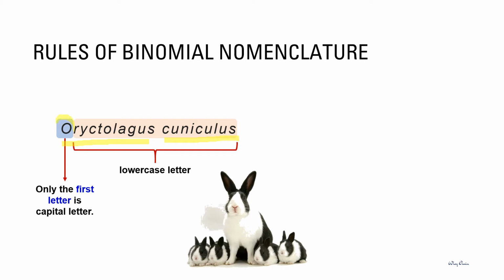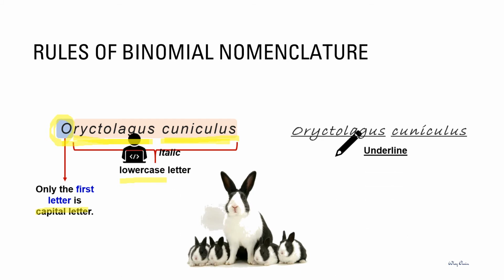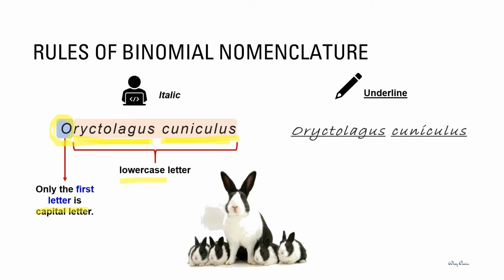The first letter of the genus name should be in capital letter. The rest, including the name of the species, should be in lowercase letters. The scientific name should be typed in italic, or should be underlined when we write it. And the line should not be continuous.